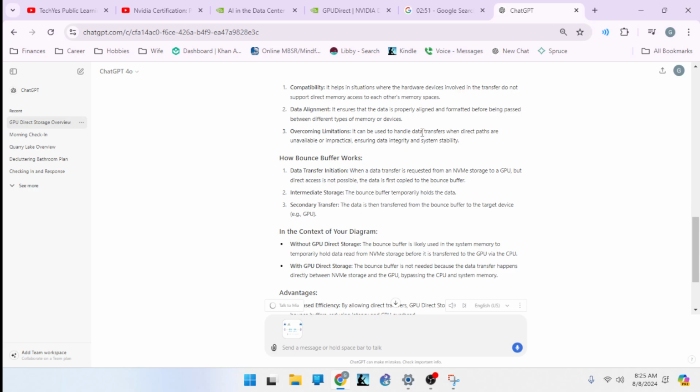Data transfer initiation. When data transfer is requested from an NVMe storage to a GPU, but direct access is not possible, the data is first copied to the bounce buffer. Intermediate storage. The bounce buffer temporarily holds the data. Secondary transfer.